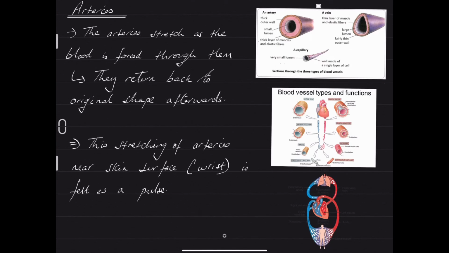So the last few points of arteries, and I've just put it into words here, are that the arteries stretch as the blood is forced through them. They return back to their original shape afterwards. And this stretching of the arteries, if any artery is near the surface of the skin, can be felt, for example in certain locations like the wrist, and we call this a pulse. These are just a few points of arteries I want you to take down.